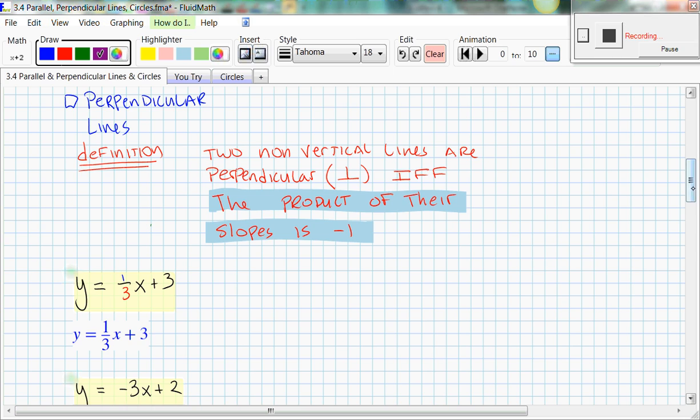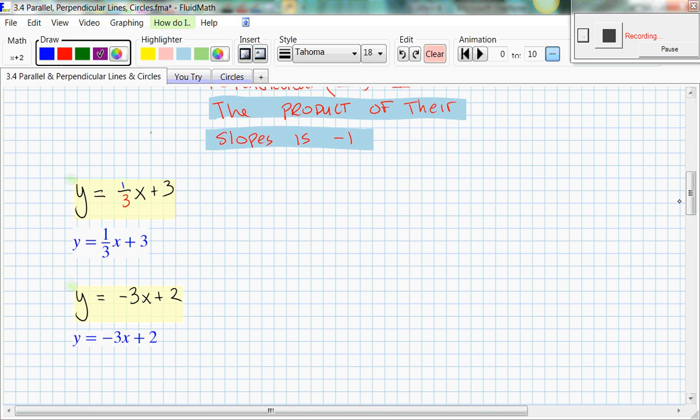So I have two lines down here that I'm going to show you are perpendicular, right? I noticed that the slope of this is a positive 1/3. The reciprocal of 1/3 is 3. And, of course, the opposite of 3 is -3. So I have two of these. I'll throw a graph right in here.